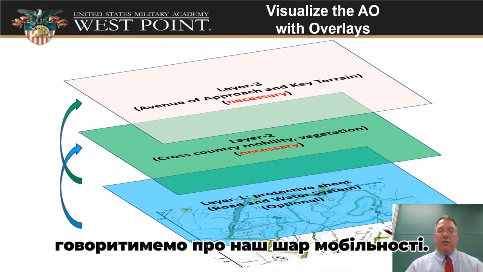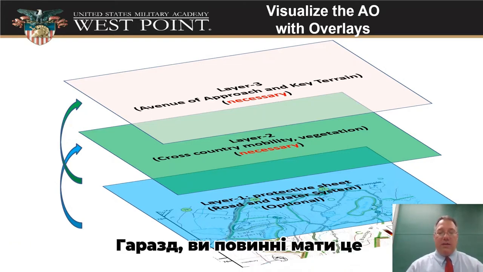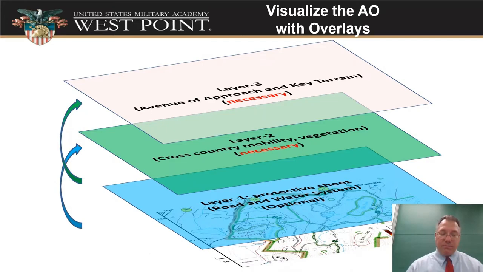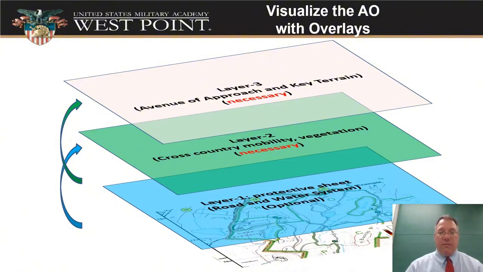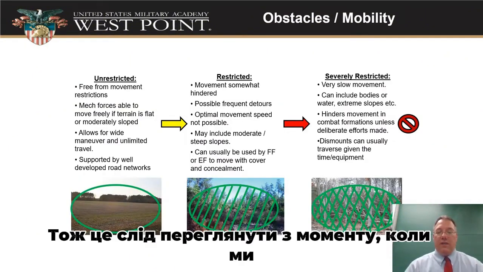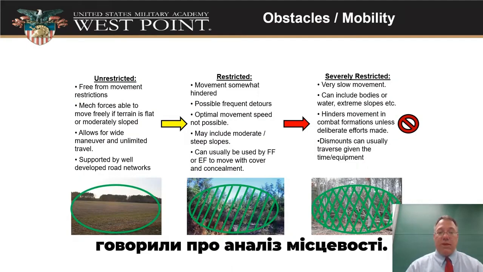Next layer we want to talk about is our mobility layer. You have to have that on your GTAO. And then the next thing you put on there is your avenues of approach and your key terrain to show where those are. So this should be review from when we talked about terrain analysis.